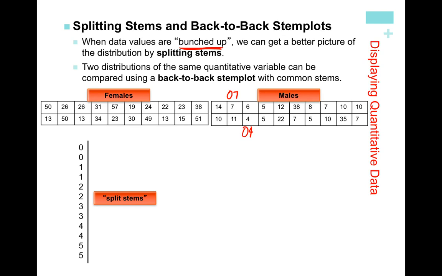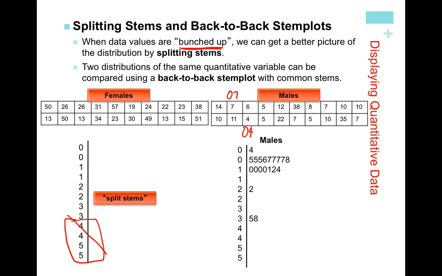So those stems would have to go from 0 through 3, but we're going to split stems here. So we're going to put in 2 zeros, 2 ones, 2 twos, and 2 threes. These down here are just because we're going to add the females to it in a minute. So if we were only graphing the men, we wouldn't have to worry about it. Then when you make the split stem plot, you put leaves of 0 through 4 on the first line and then 5 through 9 on the second line.